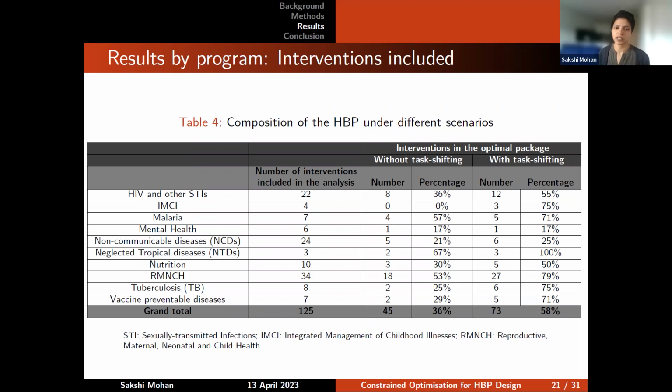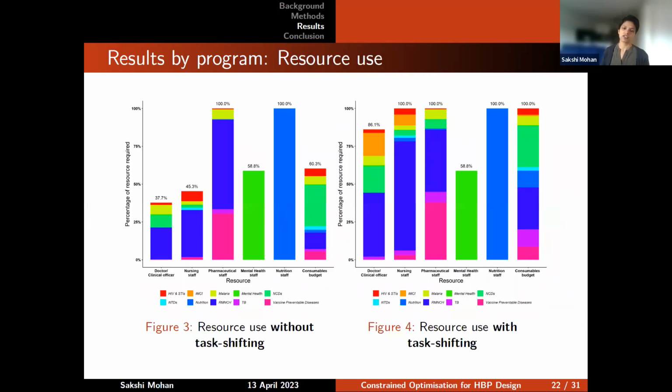In terms of additional number of interventions included when task shifting is allowed, we see the biggest implications for IMCI, nutrition, RMNCH, tuberculosis, and vaccine preventable diseases. And again, this is mainly because of relaxing the constraint on pharmacist time. We can also look at the distribution of resource use by program. This figure shows how health workforce capacity and the drug budget would be distributed across programs under the optimal scenario.